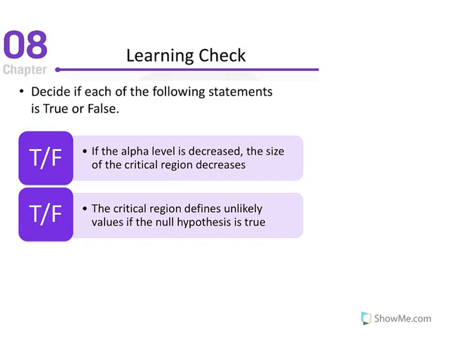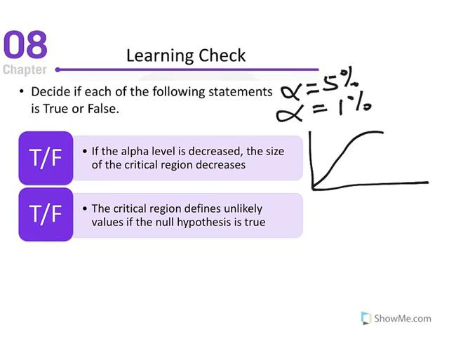Next, let's identify whether or not these statements are true or false. The first one: if the alpha level decreased, the size of the critical region decreases. Well, let's think of an example. Let's say alpha is equal to 5%. And if we decrease it to alpha equal to 1%, what happens to the critical region? Well, let's draw a distribution and partition off 95% in the center, right, which is reflective of 5% total across both tails, okay?